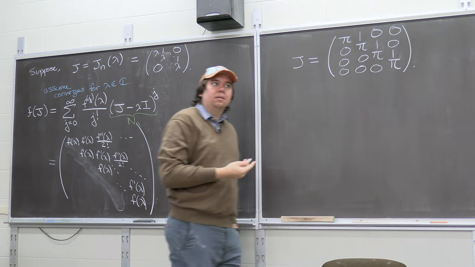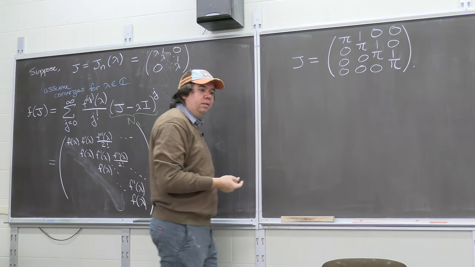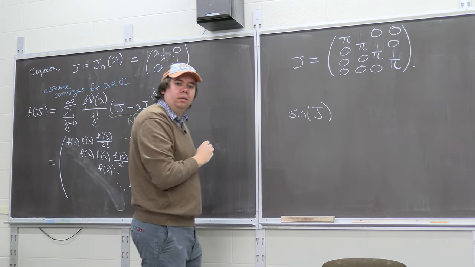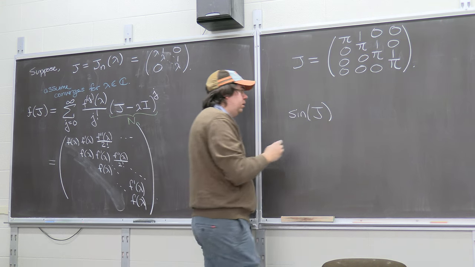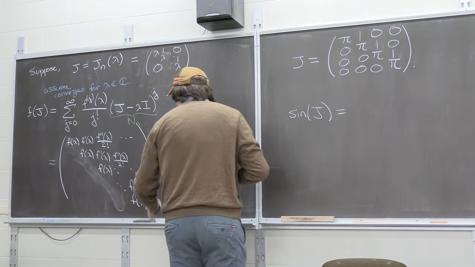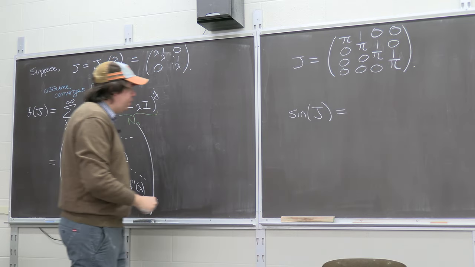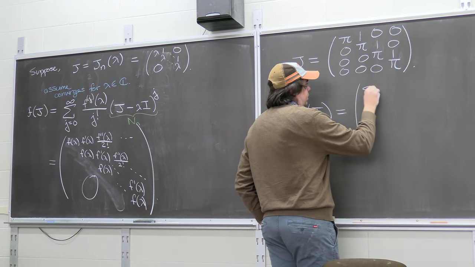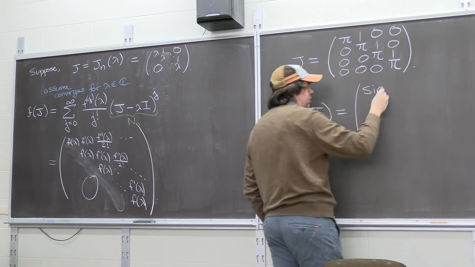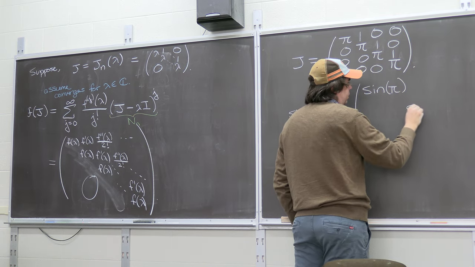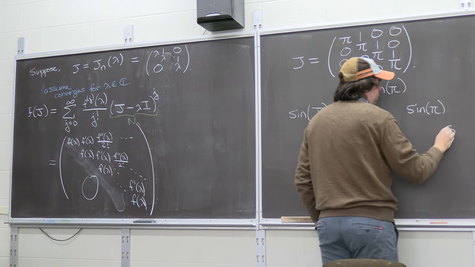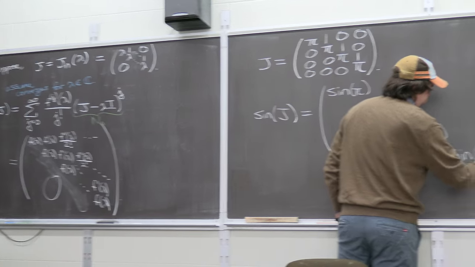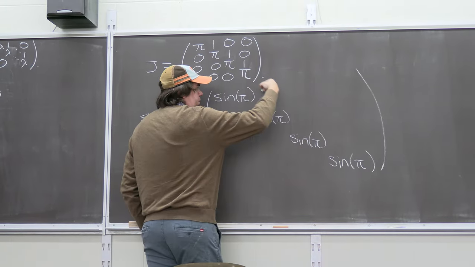So let's suppose we have some matrix like this, and suppose I want to calculate what is sine of J. We have ones on the superdiagonal, zeros everywhere else. What this will come out to be is, along the diagonal, sine of your lambda, sine of pi. So on your diagonal, this is just sine of pi.